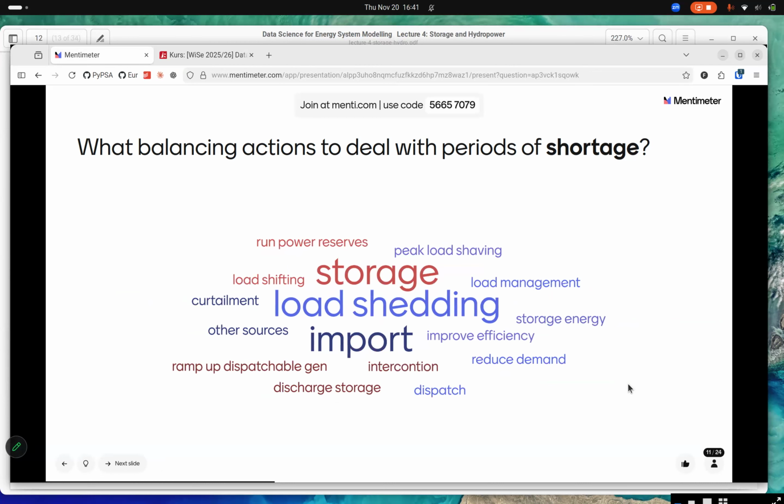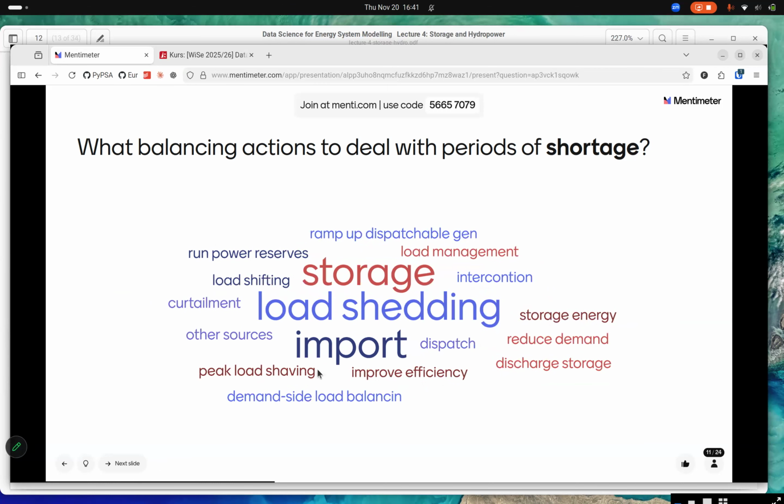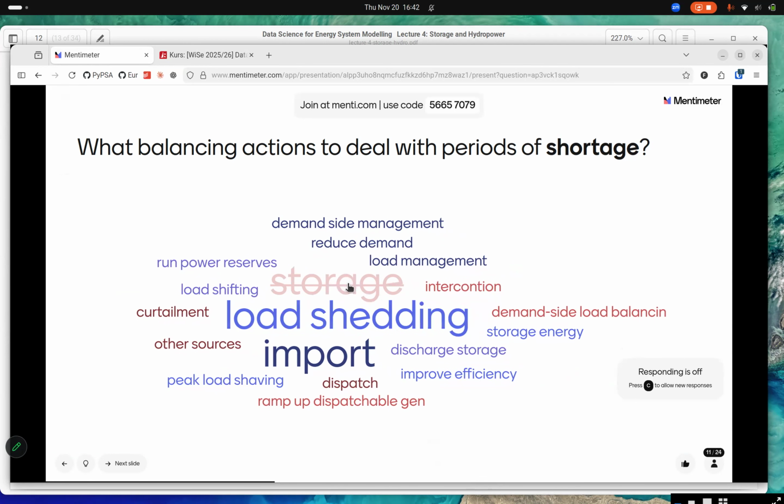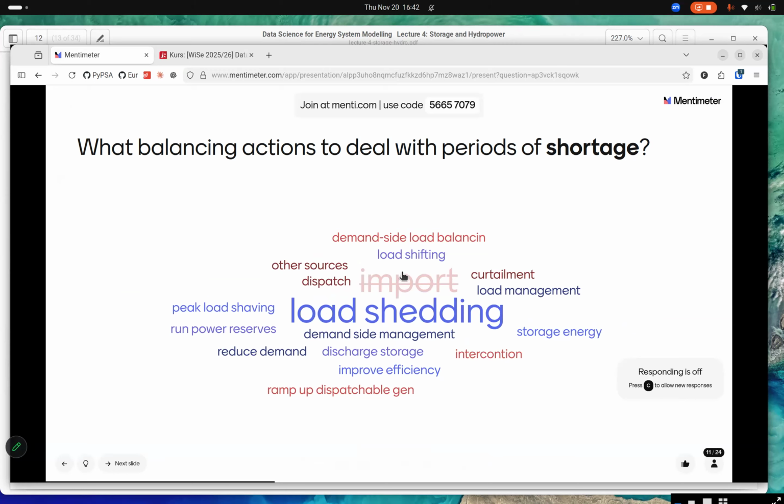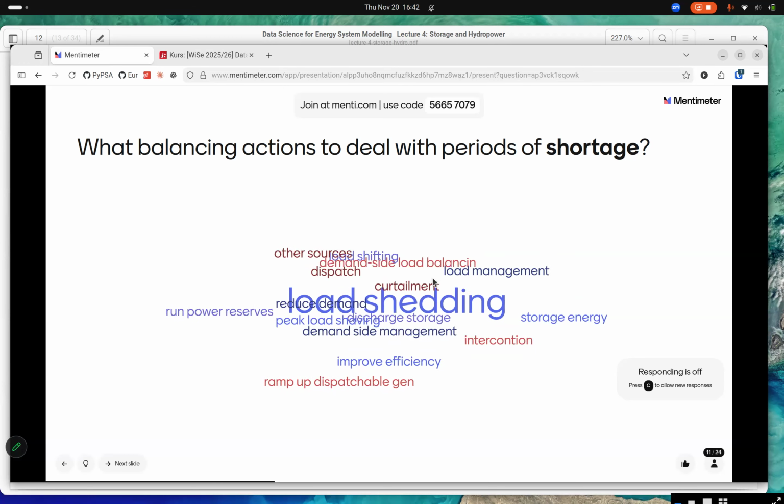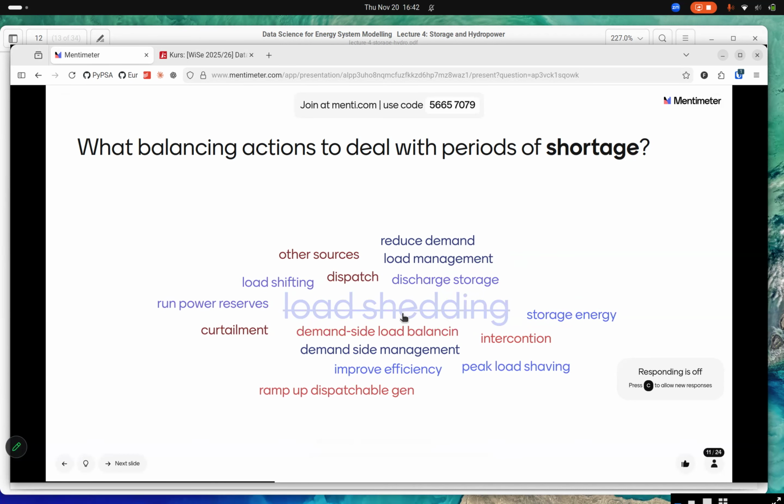Okay, right. So in periods of shortage, yeah, storage. You can discharge a storage in periods of shortage. Precondition, of course, is that the state of charge of the storage needs to be high enough. Yes. We could import from other regions. So maybe all the analysis we did was for one region, and we could import from neighboring regions. That's a very good point. Load shedding, yes, it has, of course, economic implications to shed load, just reduce the load by force.